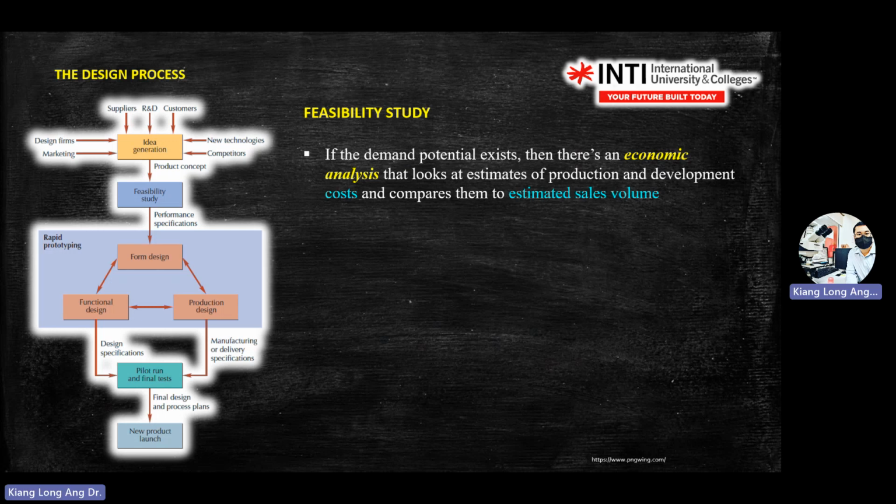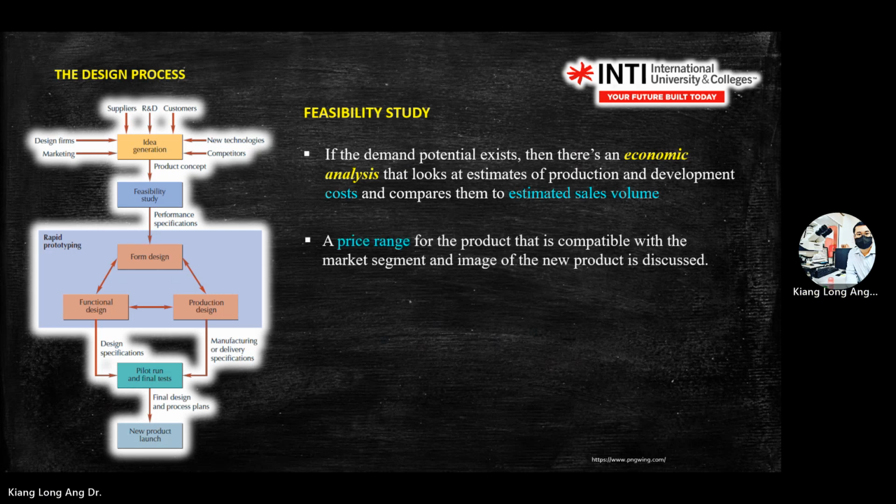So once you have the demand potential exists, you will do economic analysis to project the production and development costs. Okay. So once you have that, then you go into economic analysis to estimate the sales volume, you do projection already. Once you have the data, you have the survey, you start to do projection. Then you start to come up with the price range that you want to sell.